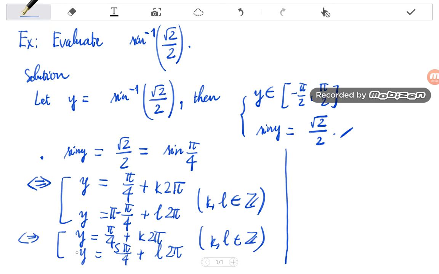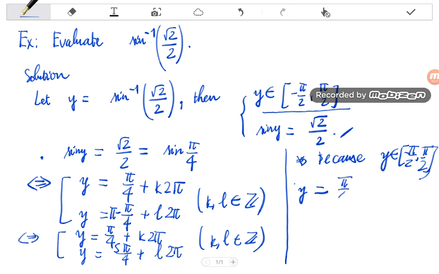And among these values, we must choose one value that satisfies y lies in the closed interval minus pi over 2 to pi over 2. So we can choose, because y lies in this closed interval, we can choose y equals pi over 4.